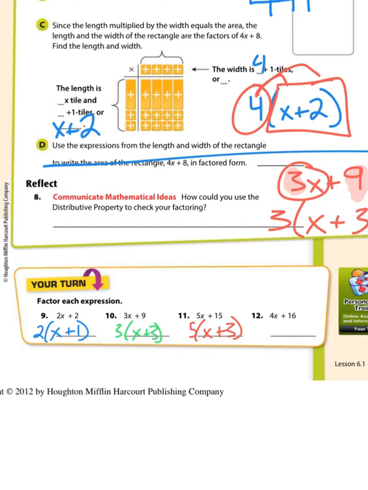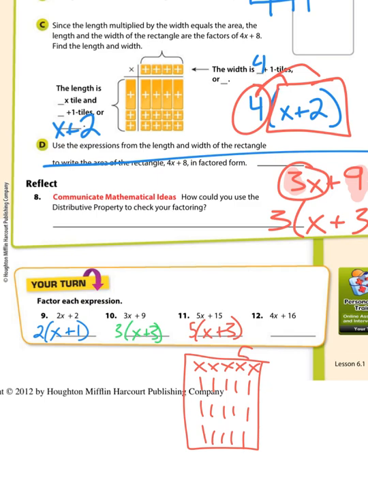Another way you could show this, so with the algebra tiles, I have 1, 2, 3, 4, 5 x's. And then 1, 2, 3, 4, 5, 6, 7, 8, 9, 10, 11, 12, 13, 14, 15 1 tiles. So this area is 5 rows multiplied by x plus 3. So 5 times x plus 3 was our answer. All right, last one, 4x and 16 have a 4 in common. 4x divided by 4 is x. 16 divided by 4 is 4.